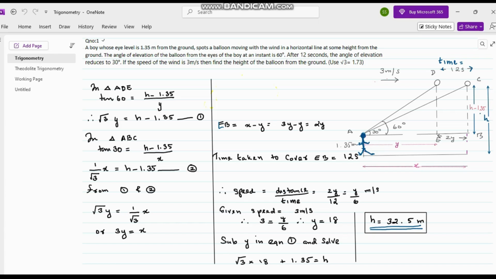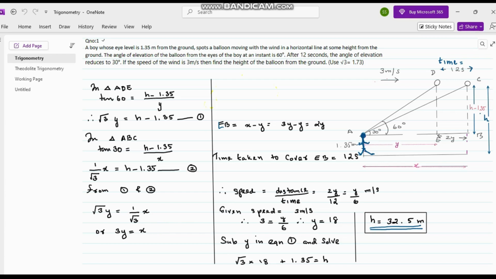Just compare equation 1 and 2. You can see that the right hand side is the same. It is h minus 1.35. So the left hand side must be equal. So we can equate root 3 y equal to 1 by root 3 x. On cross multiplication, you will get 3y is equal to x. Root 3 into root 3 is 3. That is why 3y is equal to x is the relation connecting x and y.